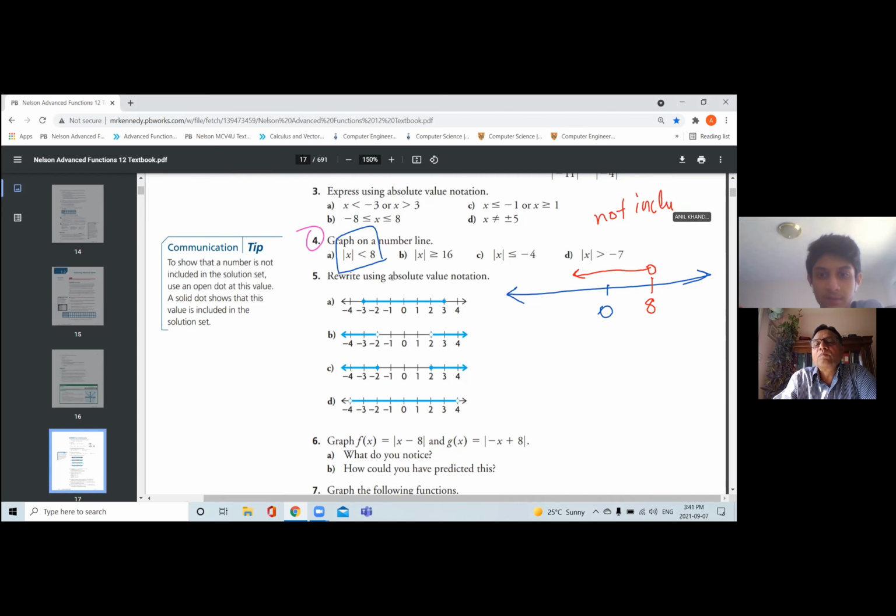Okay. So we have x less than 8 here, right? But the function is absolute value of x is less than 8. Do you see that? So we have to take care of the negative part also. So we have to look for negative 8. Let us say this is negative 8, correct? So we have an open circle here. So everything in between is absolute value of x, which is less than 8.